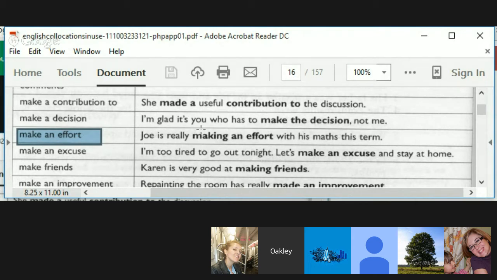But this is not exactly the same. Like try. An effort is giving energy to try something. An attempt is just saying you're trying something. So there you go. You make an effort, make an attempt.